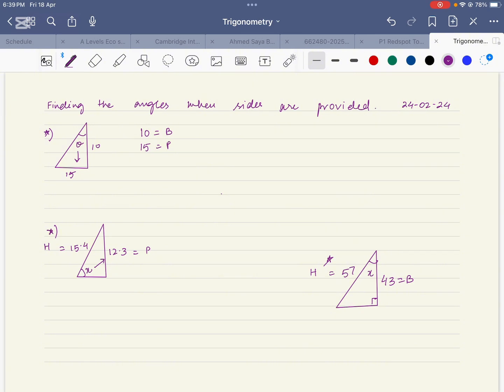Okay, so for the first one, let's choose the trigonometric ratio that involves base and perpendicular both, which is tan. This is tan theta is equals to 5 upon 10. Now how do I find out theta? We write theta is equals to tan inverse. You write inverse as -1, 5 upon 10, or in this case 1 upon 2. How do we calculate this?